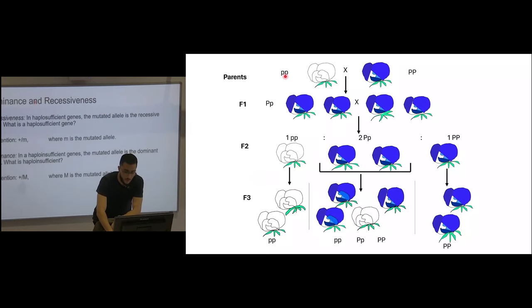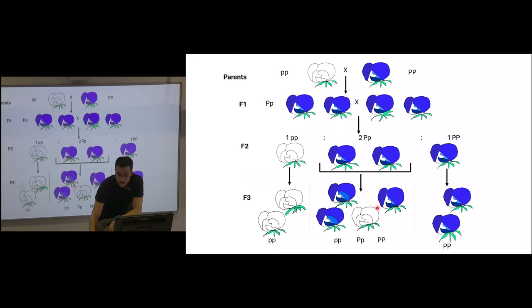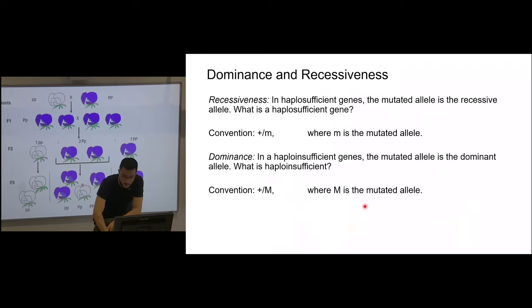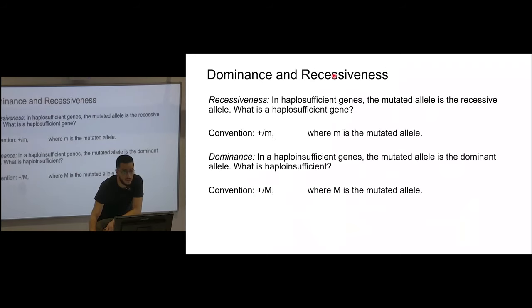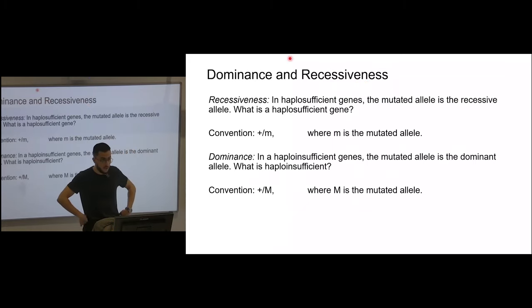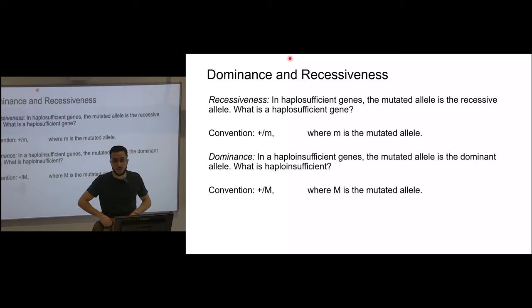Now, what determines the phenotype that appears in pretty much any scenario is the relationship between dominance and recessiveness. So when you have a gene, there's always an allele that is stronger than the other one, that is dominant to the other one, right? So dominance changes based on the gene that you're talking about.